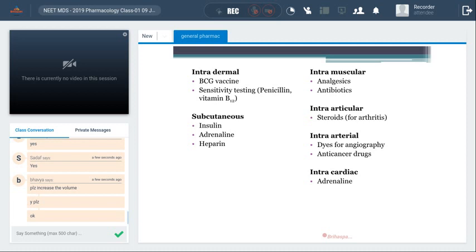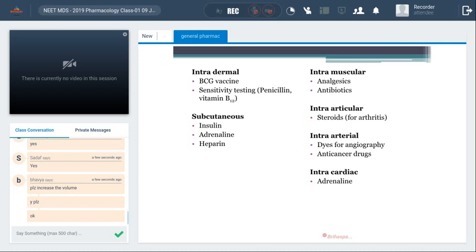Then intramuscular. IM is one of the most common routes for giving injections. You all must be knowing, and you must have taken one at least once in your lifetime. Analgesics, any antibiotic, many we give by the intramuscular route. Then we have intra-articular, where articular means joint cavity, which means injecting a drug into the joint space. For example, patients with arthritis, it is not easy to treat because it could be age-related or it could be damage of the joint surfaces.